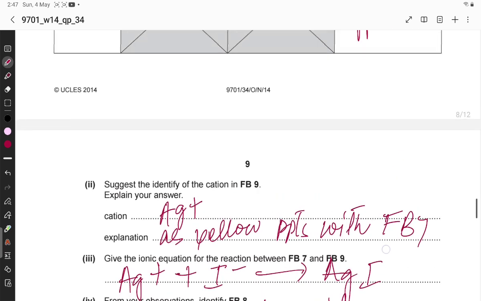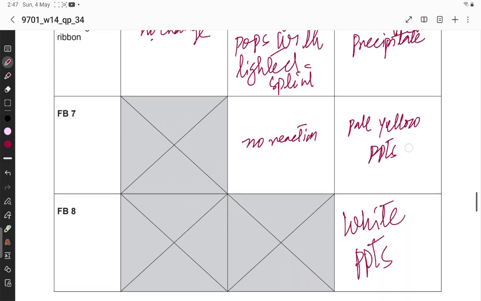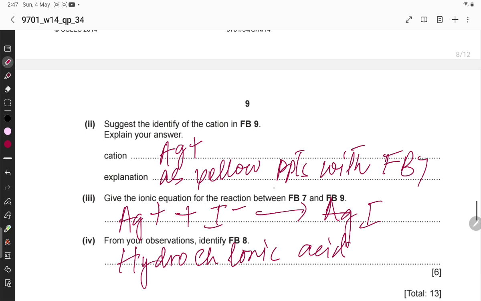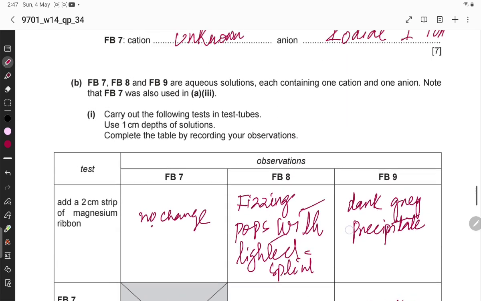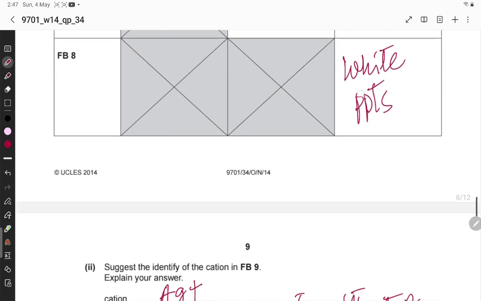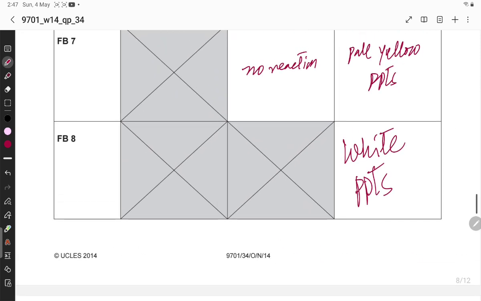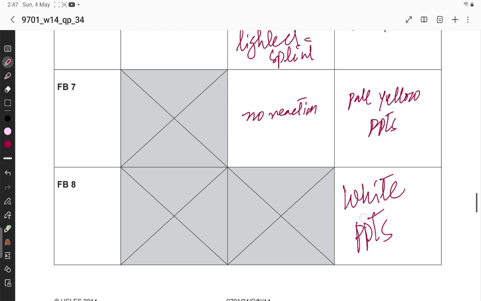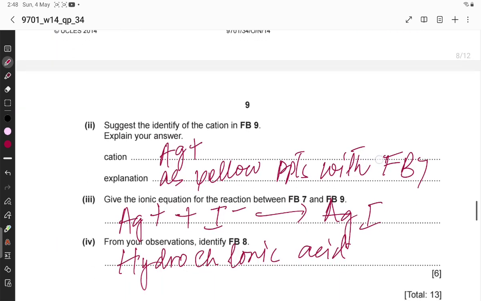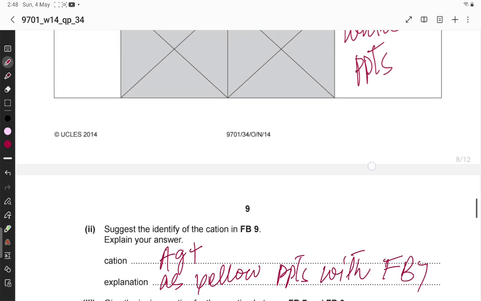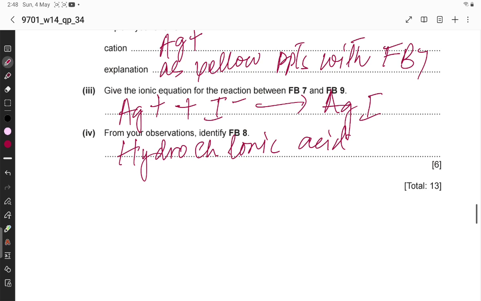Suggest the identity of the cation in Fb9. So Fb9 is silver ion, explained by the yellow precipitate with Fb7, because Fb7 contains the iodide anion. So this is the ionic equation for this reaction. And from your observation, identify Fb8. Fb8 is hydrochloric acid, as with silver ion it gives a white precipitate, so that's why Fb8 is hydrochloric acid. So this is all about these two questions.